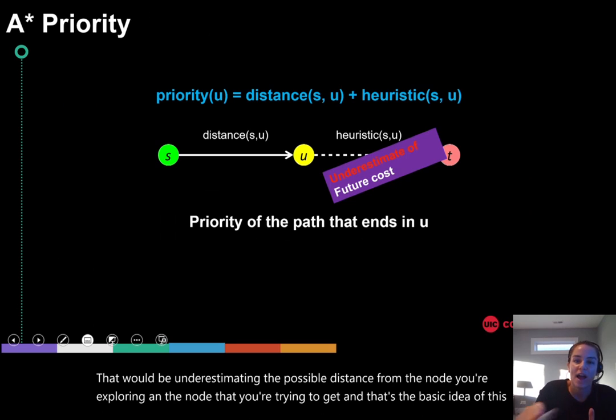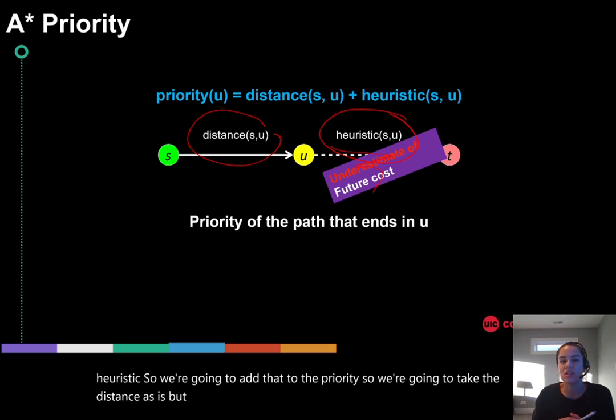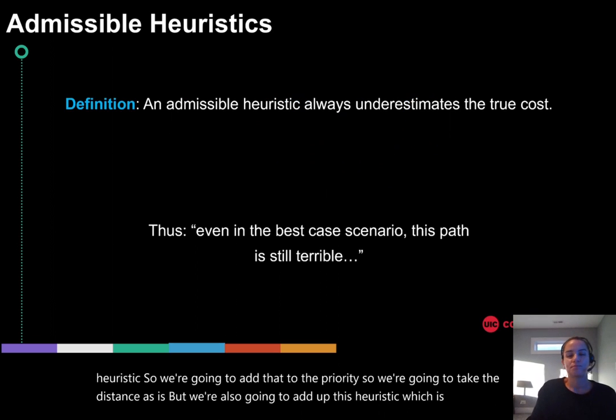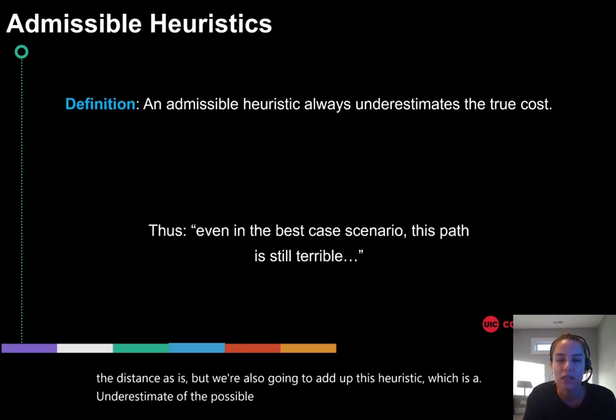So we're going to add that to the priority. So we're going to take the distance as is, but we're also going to add up this heuristic, which is an underestimate of the possible true cost that it could be, right?